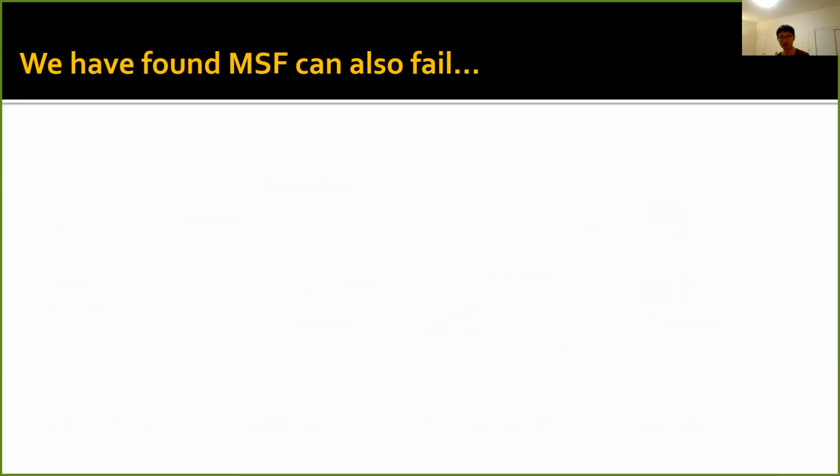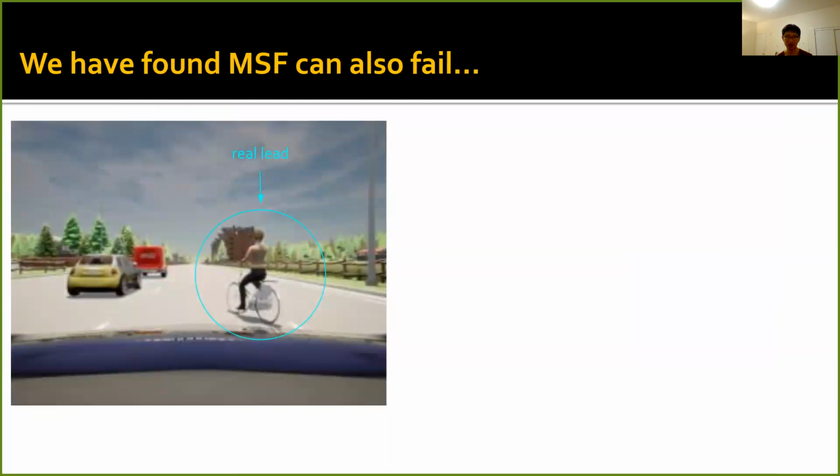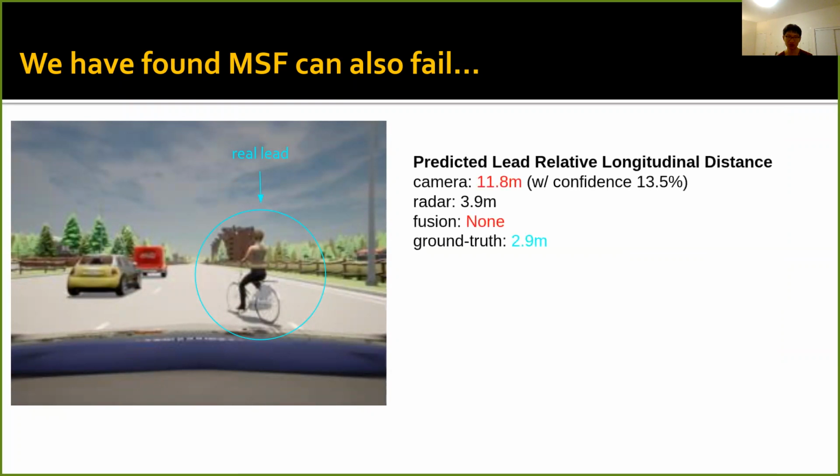However, we have found such sensor fusion modules can also fail. For example, in this picture, which shows the front camera of a commercial ADAS, OpenPilot, it actually fails to detect the existence of a bicycle. However, we found that the radar prediction is correct, actually pretty close to the ground truth, like 3.9 meters versus 2.9 meters regarding the longitudinal relative distance with respect to the bicycle.